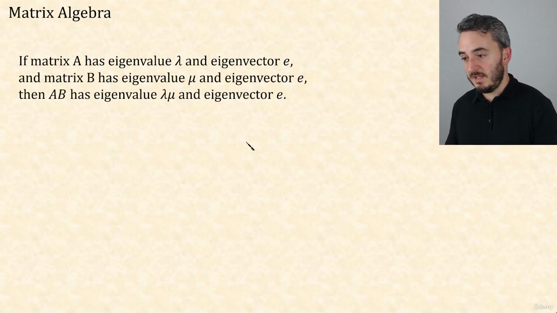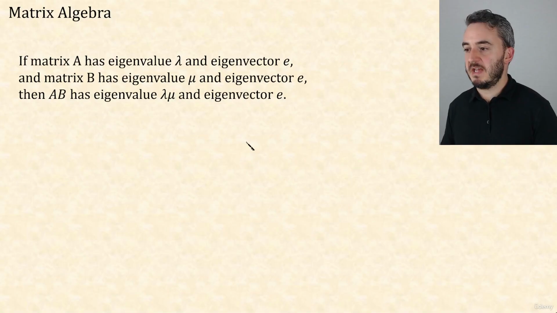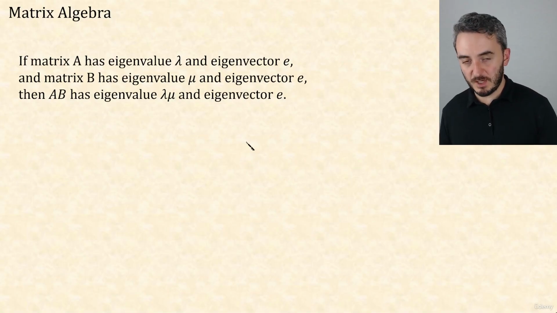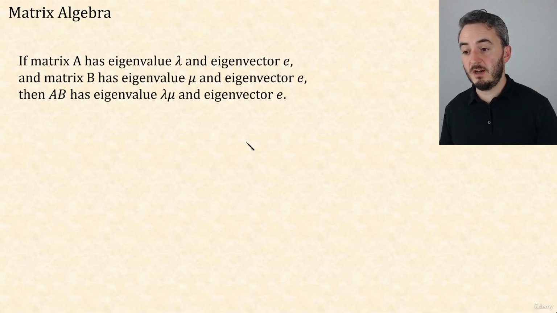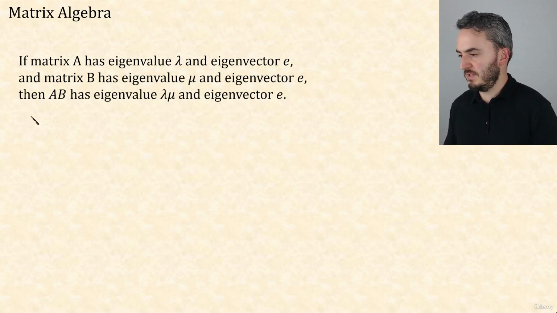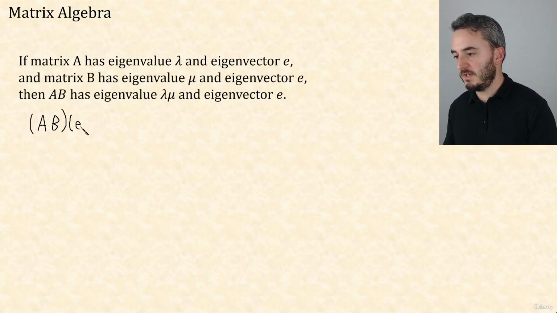So here's another principle. If matrix A has eigenvalue lambda and eigenvector E, and B has a different eigenvalue mu but the same eigenvector E, then AB, that is like the composition of A and B, has eigenvalue lambda mu and the same eigenvector. So again, this is very easy to prove. This is saying work out A times B and apply that to E.